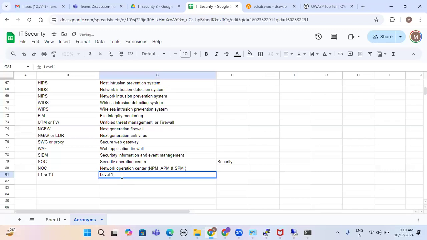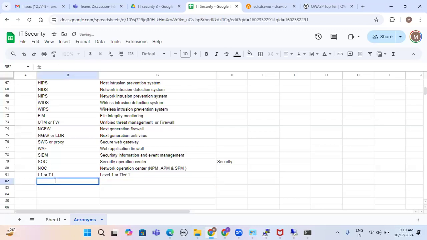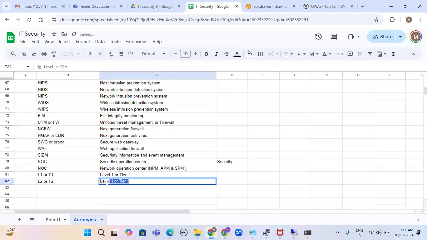L1 is also called T1, or tier 1. Both are equal. Some organizations call it level 1, and some call it tier 1. Next, L2 or T2, level 2 or tier 2. People with maybe 4 to 6 years of experience fall under L2 or T2. They do a little more in-depth analysis, and they take care of incident response.